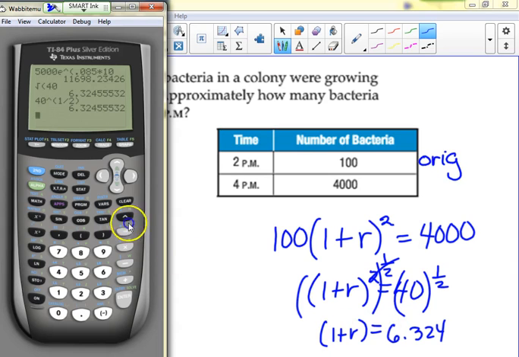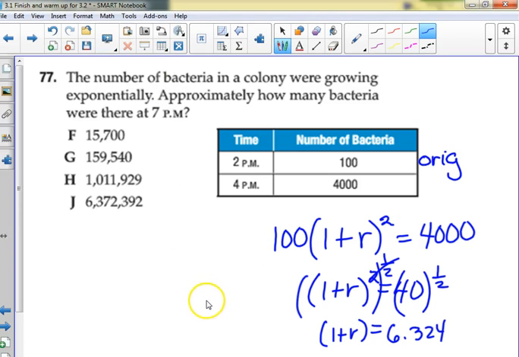If we subtract 1, so it's growing at 5.32. Is that a rate? That's the rate. In just 2 hours, guys, did that grow 40 times as big? 100% growth would be from 100 to 200, right? So this is like 532% is what it is. Okay.